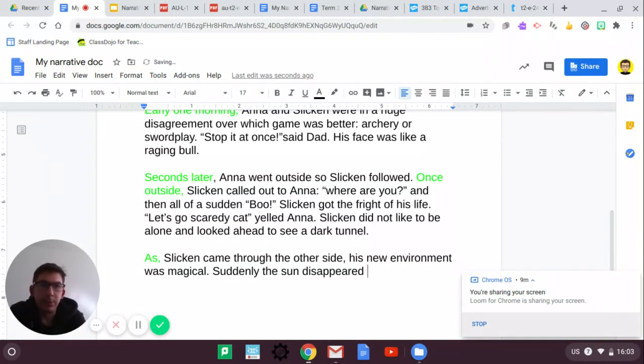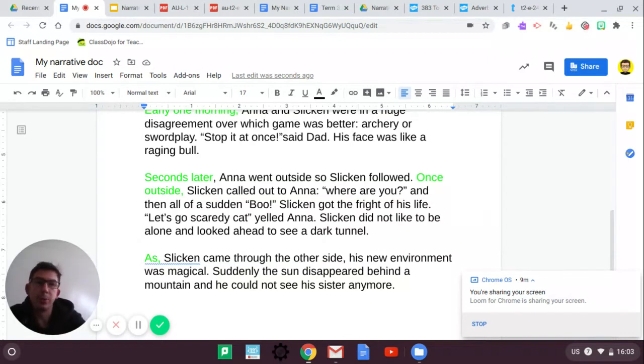Suddenly, the sun disappeared behind a mountain. And he could not see his sister anymore. Alright, that was in my plan. She goes missing. She's gone missing, alright? This is me in the middle of my story. So you always have to have that in your mind as you're trying to write, alright? Think about your plan, think about where the story's going at all times, alright?